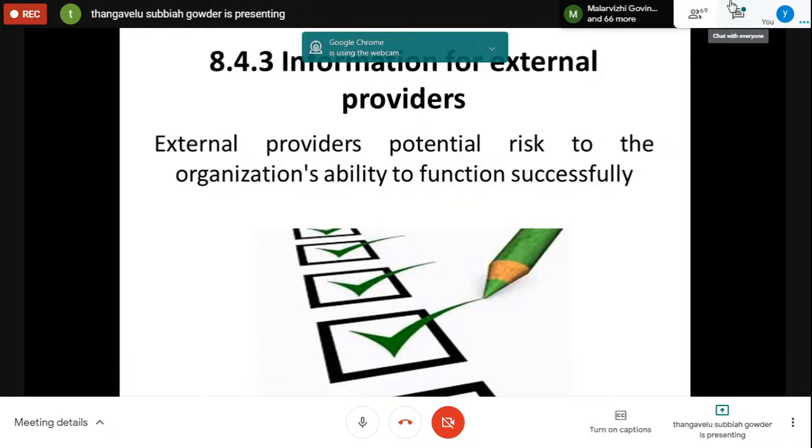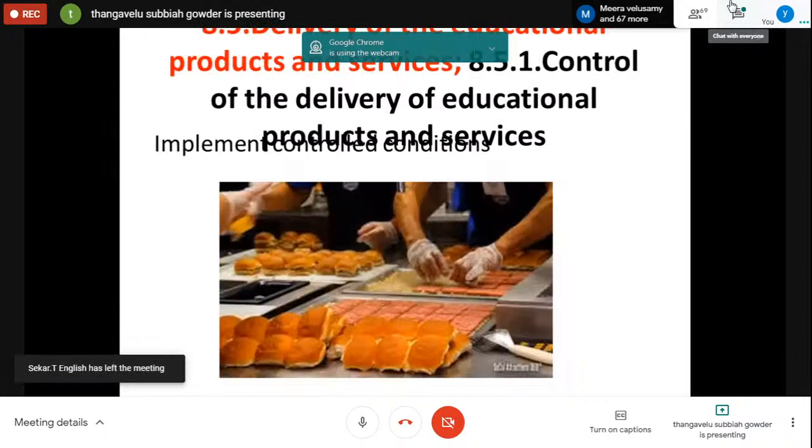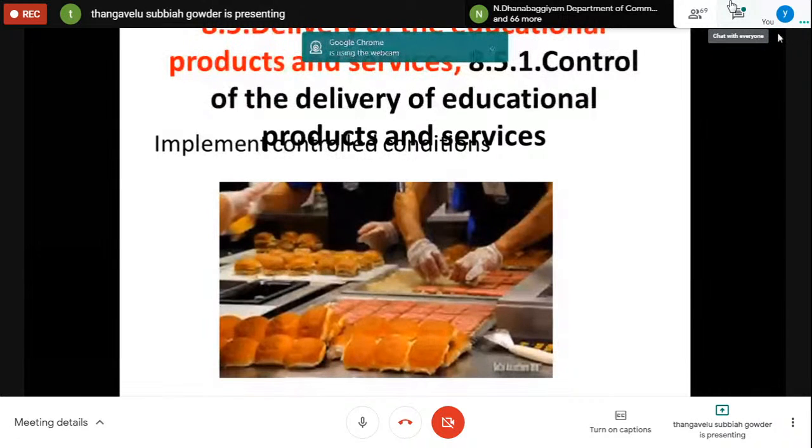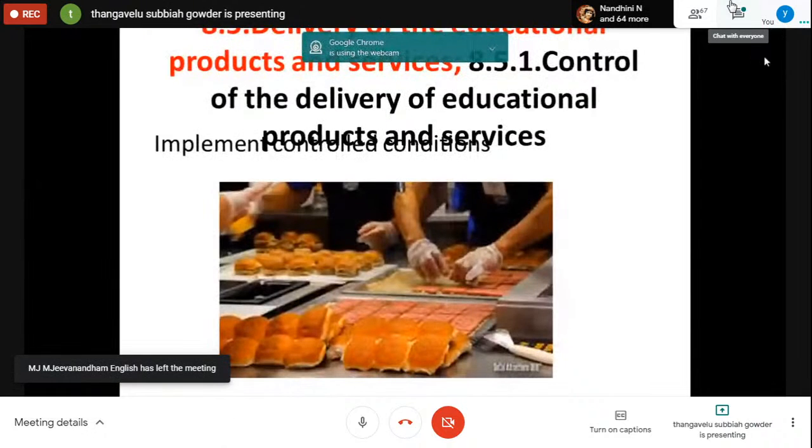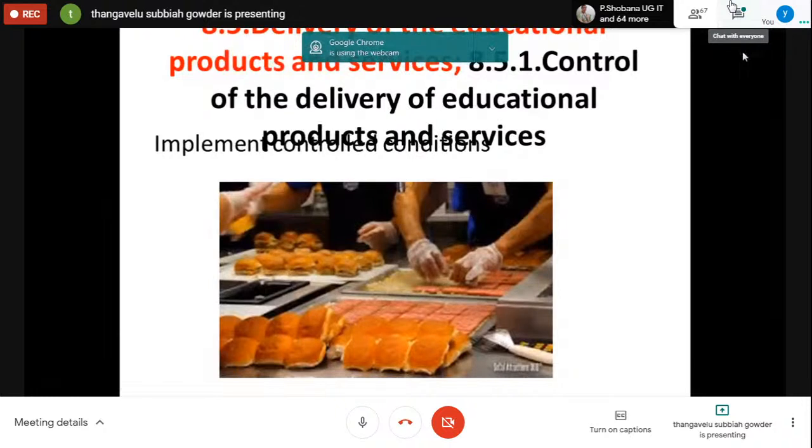And this is the genuine educational delivery, learning and classroom activities. Classroom activities: how we are teaching, how every working day the teaching plan is actually completed, how we are conducting the test, how the evaluation is taking place.